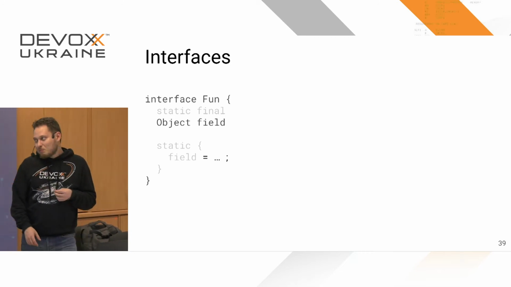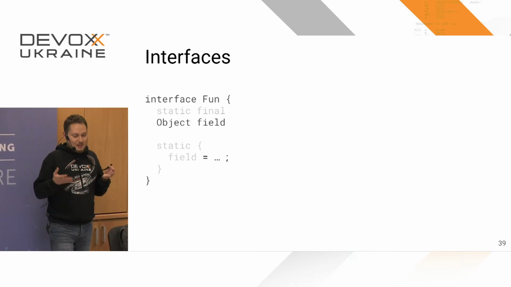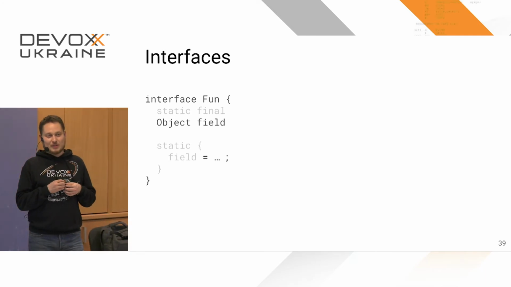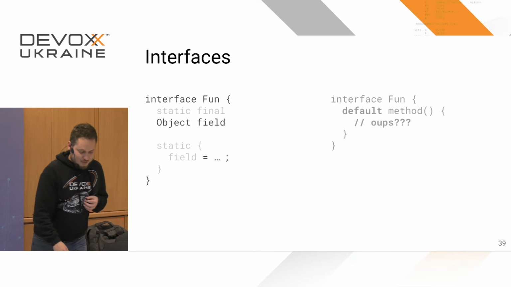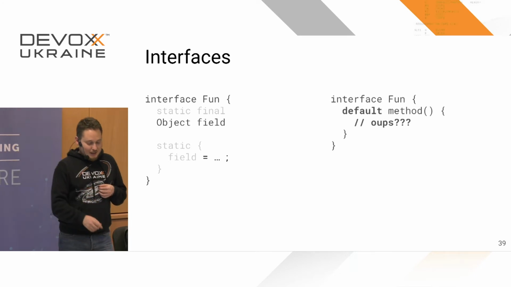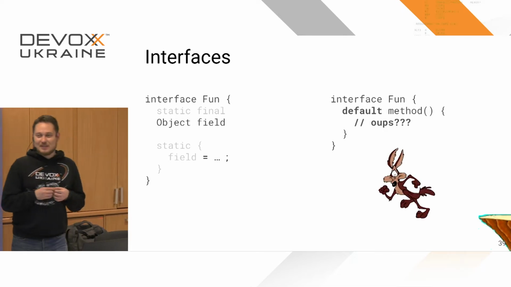One might say, why do you need to inject some fields into interfaces? Why do you need to measure code coverage on interfaces? Well, yes, because there are default methods. What do we do?